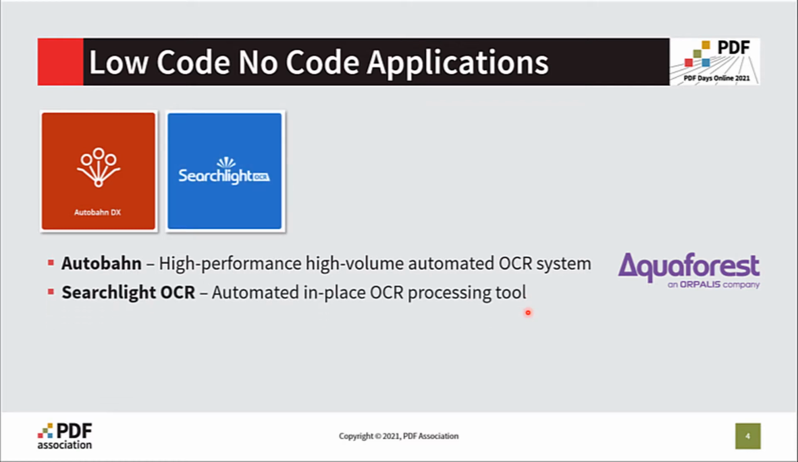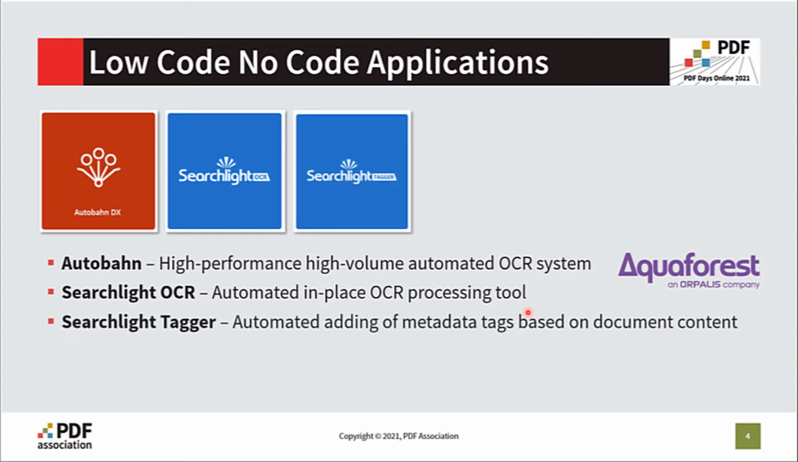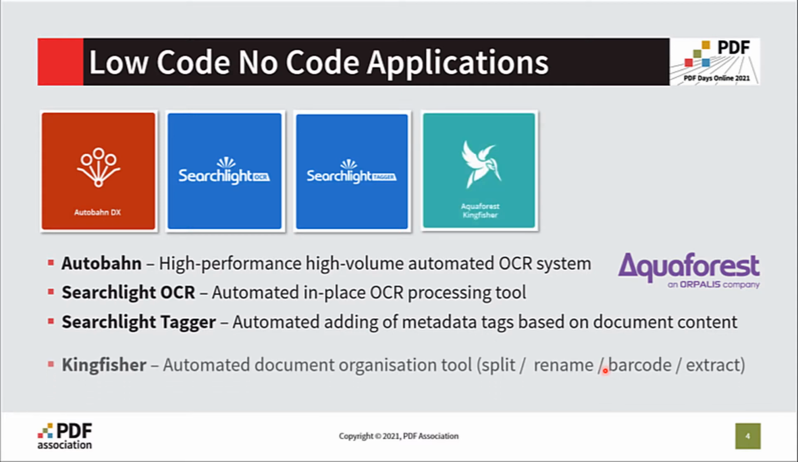Searchlight OCR is an automated in-place processing tool for OCR, which ensures that all your documents are and remain fully searchable, whether that is in SharePoint or in your local file system. Once documents are fully searchable, Searchlight Tagger can enhance that searchability even further by adding metadata tags based on the document content. And that again is an automated background process which runs 24/7.